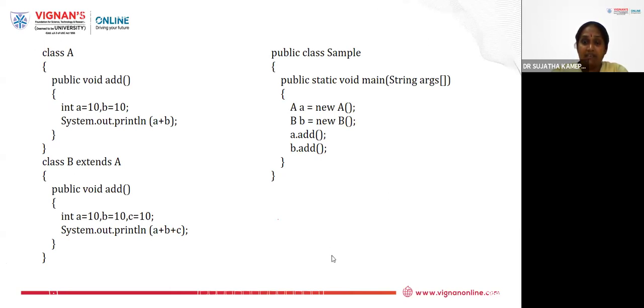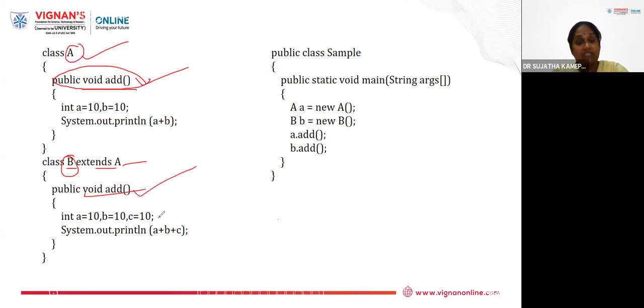Here I have written class A, which contains a method add. Here I have written class B, which extends A. That is, A is the parent class and B is the child class, which contains the same method which is present in A. Here, there is no implementation for this method in A. Here I am doing the implementation. What am I doing in that implementation? I am going to add 3 values which are present in that particular class. Right. So this explains method overloading.